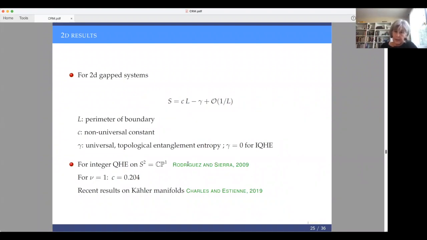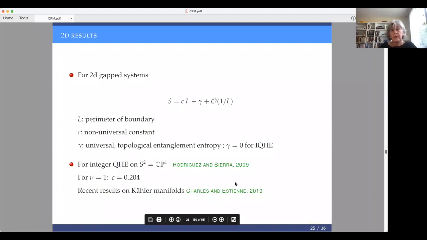This was studied by Rodriguez and Sierra back in 2009. And in fact, they did confirm this. They calculated for nu equals 1 this non-universal constant C, and they found it to be 0.204. Now, more recently, there are other more general results on nu equals 1 on Kähler manifolds. This was done by Charles and Estienne in 2019.